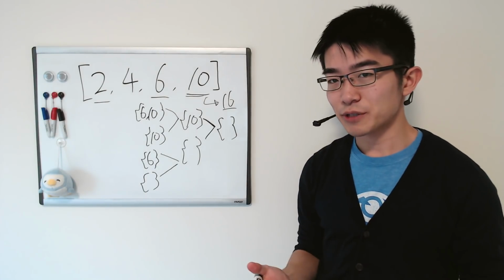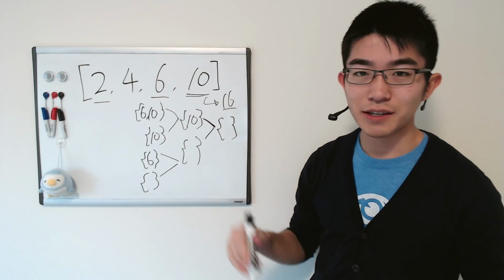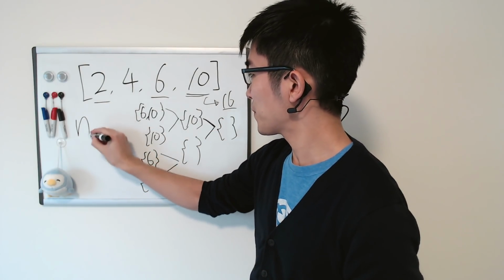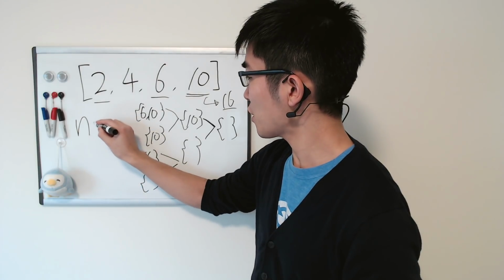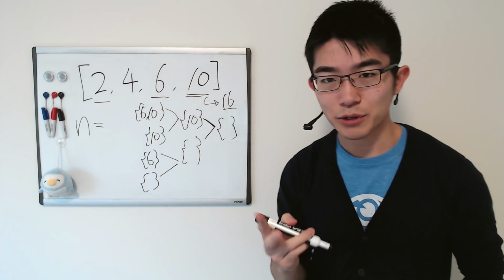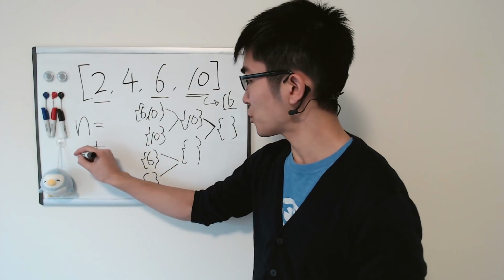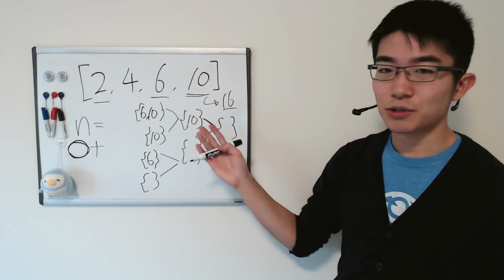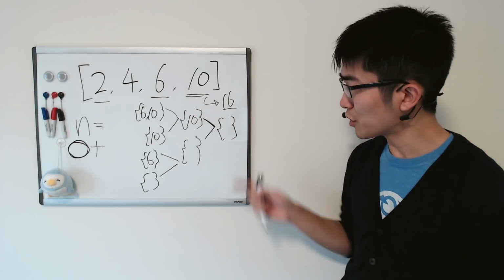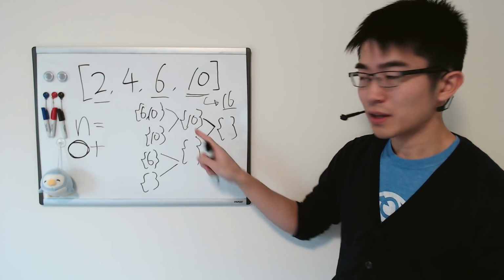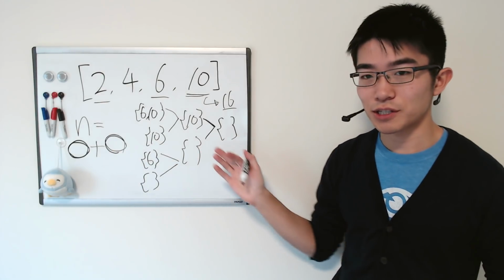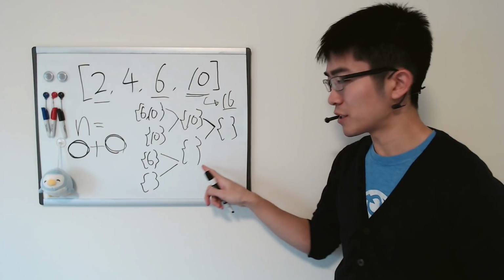Let's call the number of subsets that add up to 16 out of the entire array n. That's the answer that we're looking for. And this n is actually the sum of two numbers. And the first such number is the number of subsets that add up to 16, which include 10. And the second such number is the number of subsets that add up to 16, which do not include 10.